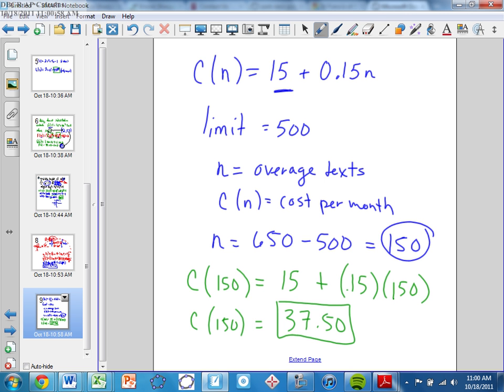Okay? So it tells us that this month, instead of being $15 a month, because you went over by 150 texts, your bill is $37.50. Now, this is not realistic because everybody will be paying out the wazoo for this, right? Overage texts are usually more, by the way, if you have a limit.